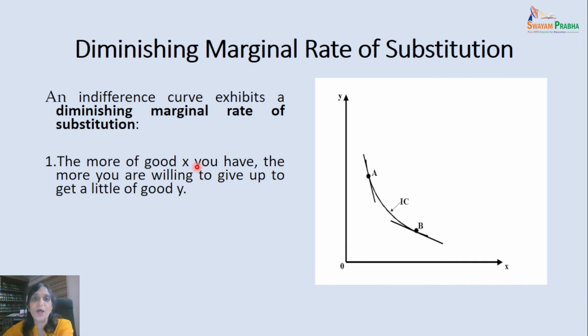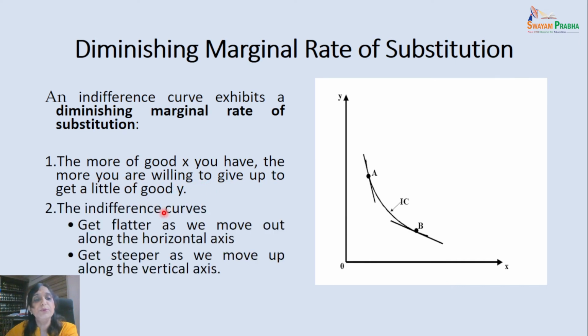Because now erasers have become dearer to you than the pencils. So therefore, your rate of substitution is declining. That is, with more of one good, your willingness to give away the other good is diminishing. So that is what we are saying, that the indifference curve exhibits a diminishing marginal rate of substitution, showing the more of good X you have, the less you are willing to give up of good Y.